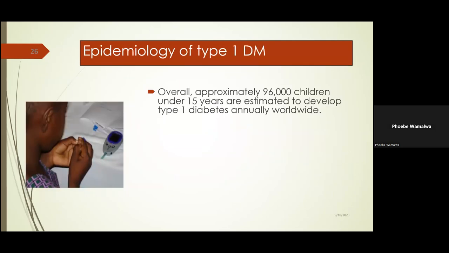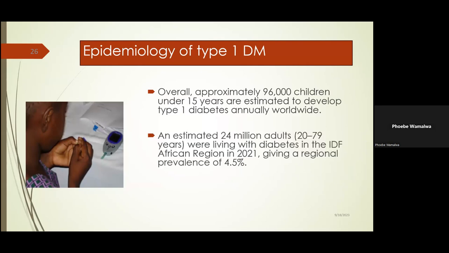So overall, looking at the epidemiology of type 1 diabetes, it's actually been on the rise. Approximately 96,000 children under 15 years are estimated to develop type 1 diabetes annually worldwide. And an estimated 24 million adults aged between 20 to 79 years were living with diabetes in the International Diabetes Federation African region in 2021. Those are 27 countries, giving a regional prevalence of 4.5%.